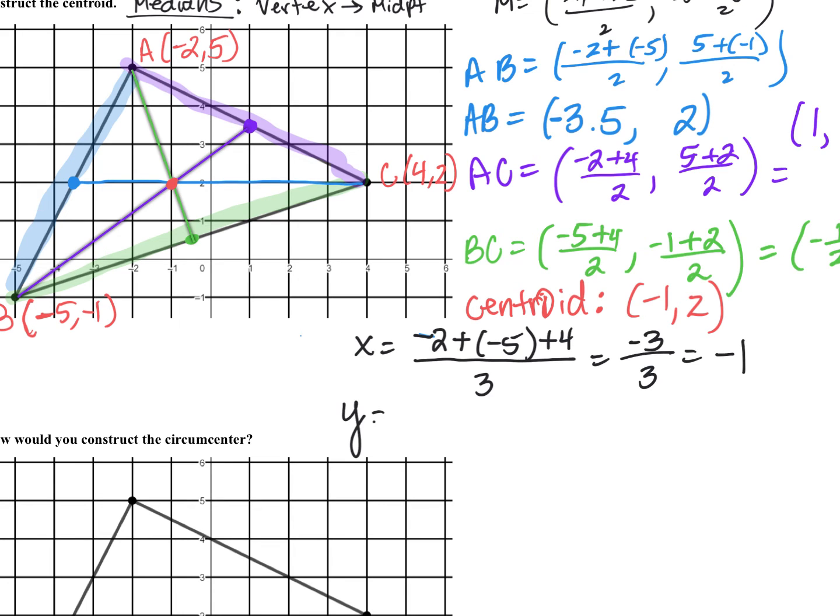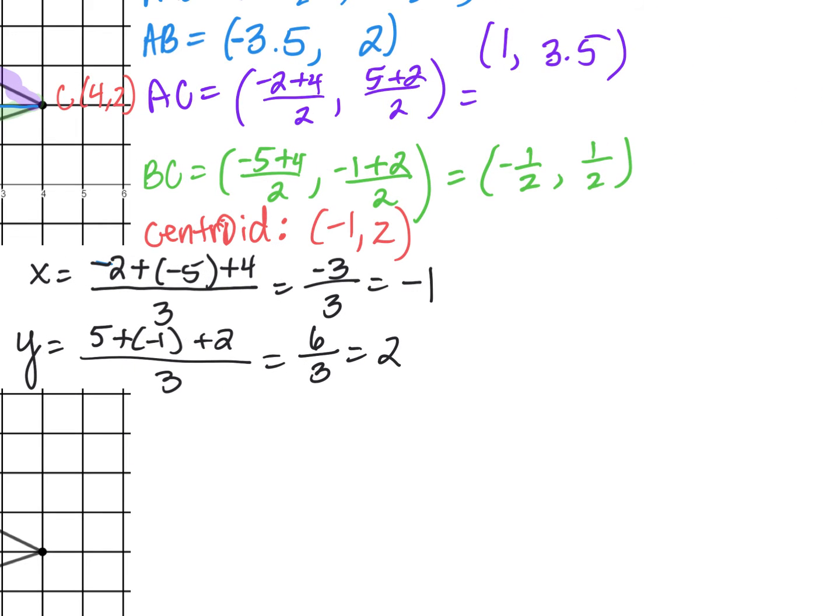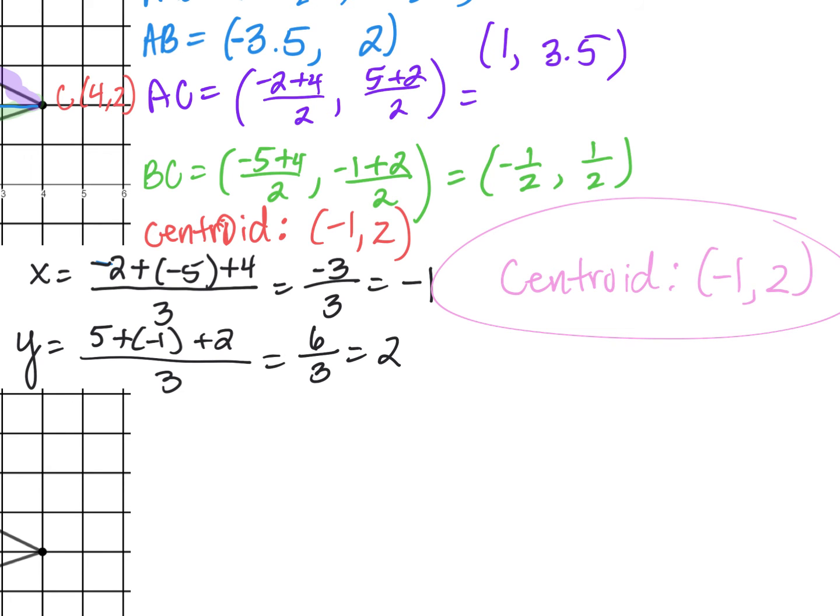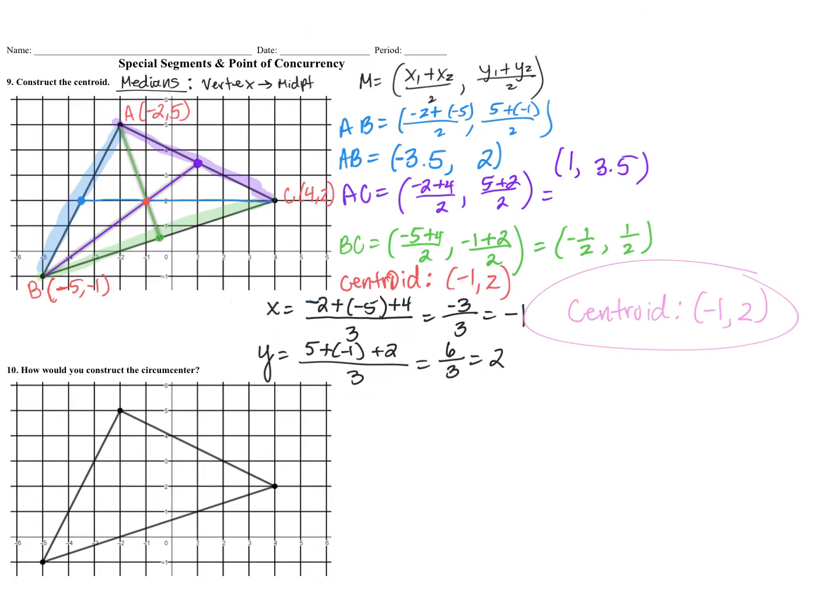And then we'll do the same thing for the y coordinate point. So I have 5 plus -1 plus 2 over 3. We have 5 plus -1, that's 4, and then plus 2, it's 6. And that gives us 2. So we get the same answer, which is -1, 2. Here is our centroid.